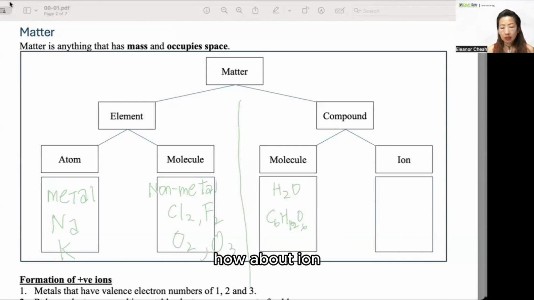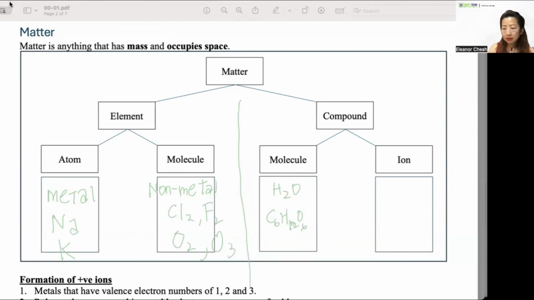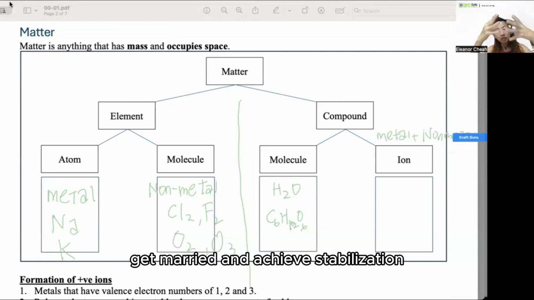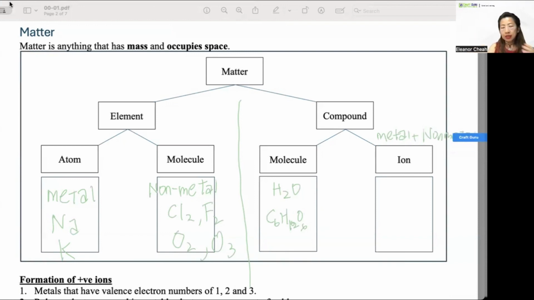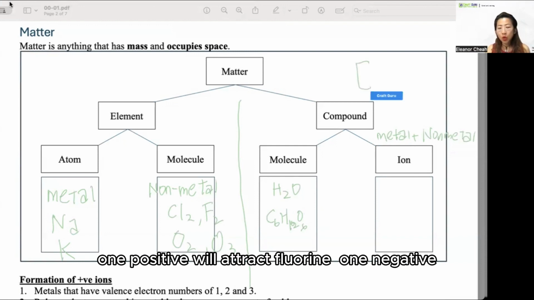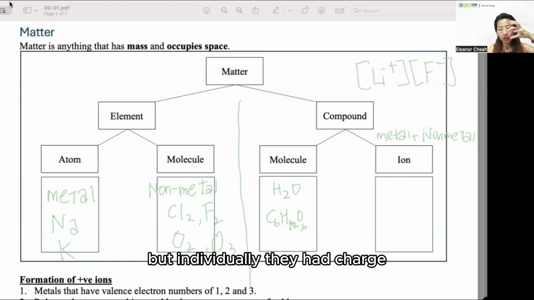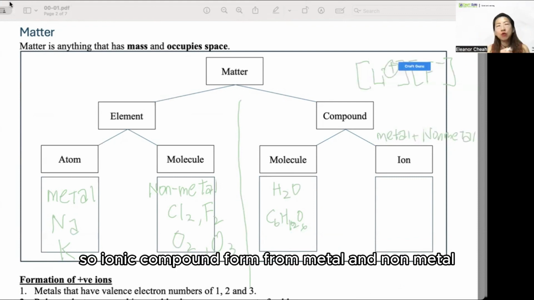How about ion? Ion is the combination between metal and non-metal. When they get married and achieve stabilization, in video 1, we talked about lithium 1 positive will attract fluorine 1 negative. So 1 positive attracts 1 negative, they become stable. But individually, they have charge, so they are ion. So ionic compound is formed from metal and non-metal.